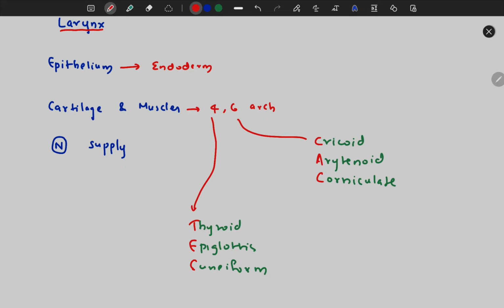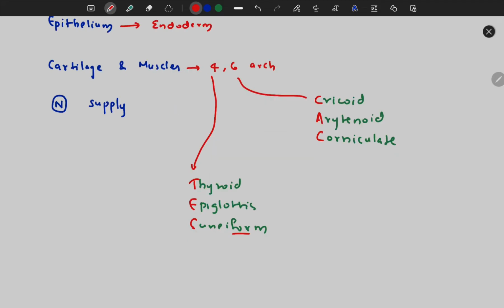So you can remember like this, from the fourth arch there is tech, that is thyroid, epiglottis and the cuneiform. That means 4. It is derived from fourth arch. Now talking about its nerve supply, the structures derived from the fourth arch get their nerve supply from superior laryngeal nerve of vagus, which is the nerve of fourth arch, whereas the derivatives of the sixth arch get their nerve supply from recurrent laryngeal nerve of vagus.